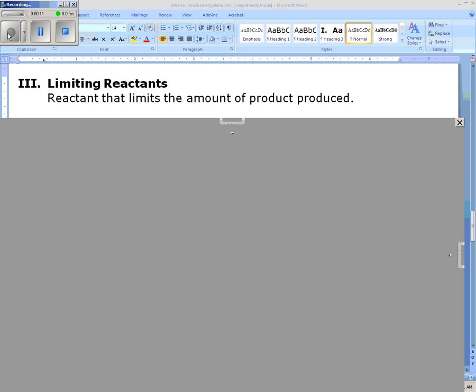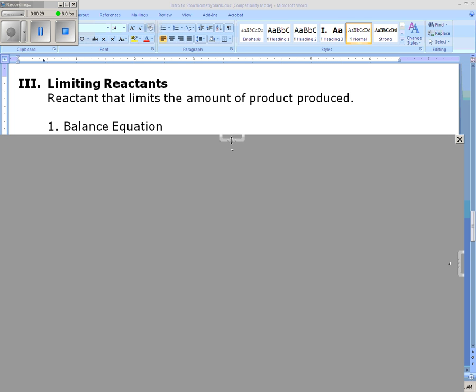The limiting reactant is a reactant that limits the amount of product produced. Basically, it's the one that runs out first. And when that reactant runs out, the reaction stops and no more product is produced. So that's why it's important. It controls the amount of product produced.